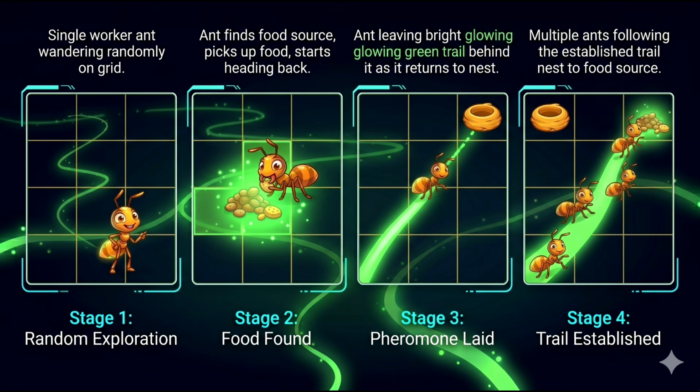Now, other worker ants that are out searching and happen to pass near the pheromone trail get attracted to it. They move towards the strongest pheromone signal they can detect. They follow the trail to the source. They pick up the food, come back, and then reinforce the trail. Over time, you get this motorway of ants going directly between nest and food with no central planning at all.